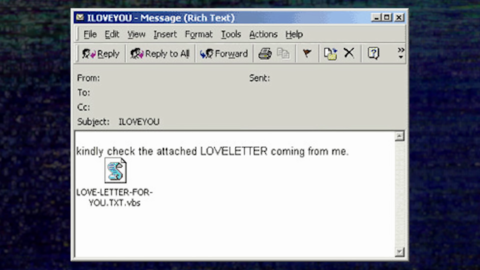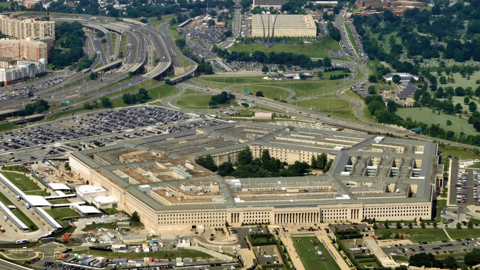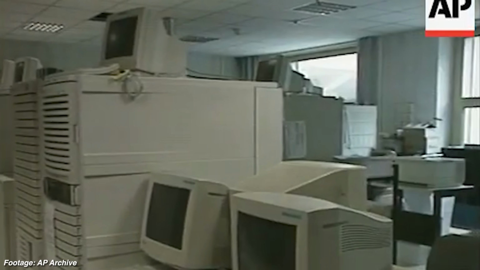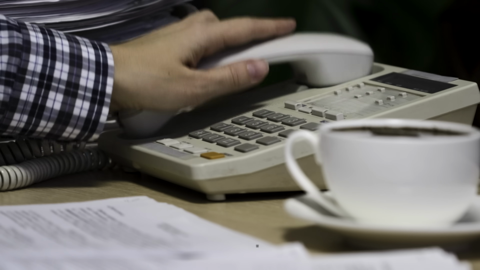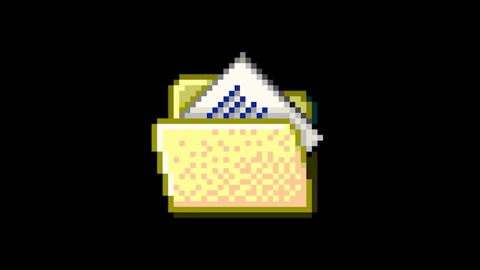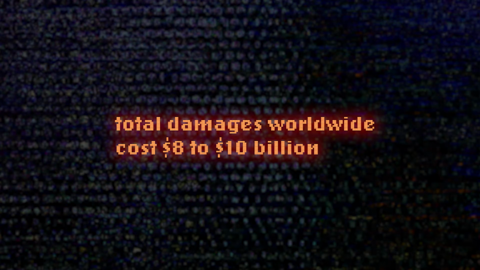Countless email users, including employees at Ford, AT&T, Merrill Lynch, and even the Pentagon, opened what they thought was a love letter, only to cause the collapse of their email servers. It is estimated that 1/10 of the world's email servers went down, and over 45 million computers were affected in total. Cybersecurity firms were inundated with desperate requests for help, but once files were lost, they were usually gone for good. Important information like financial records and military documents were affected. The FBI estimated that the total damages worldwide cost $8 to $10 billion.